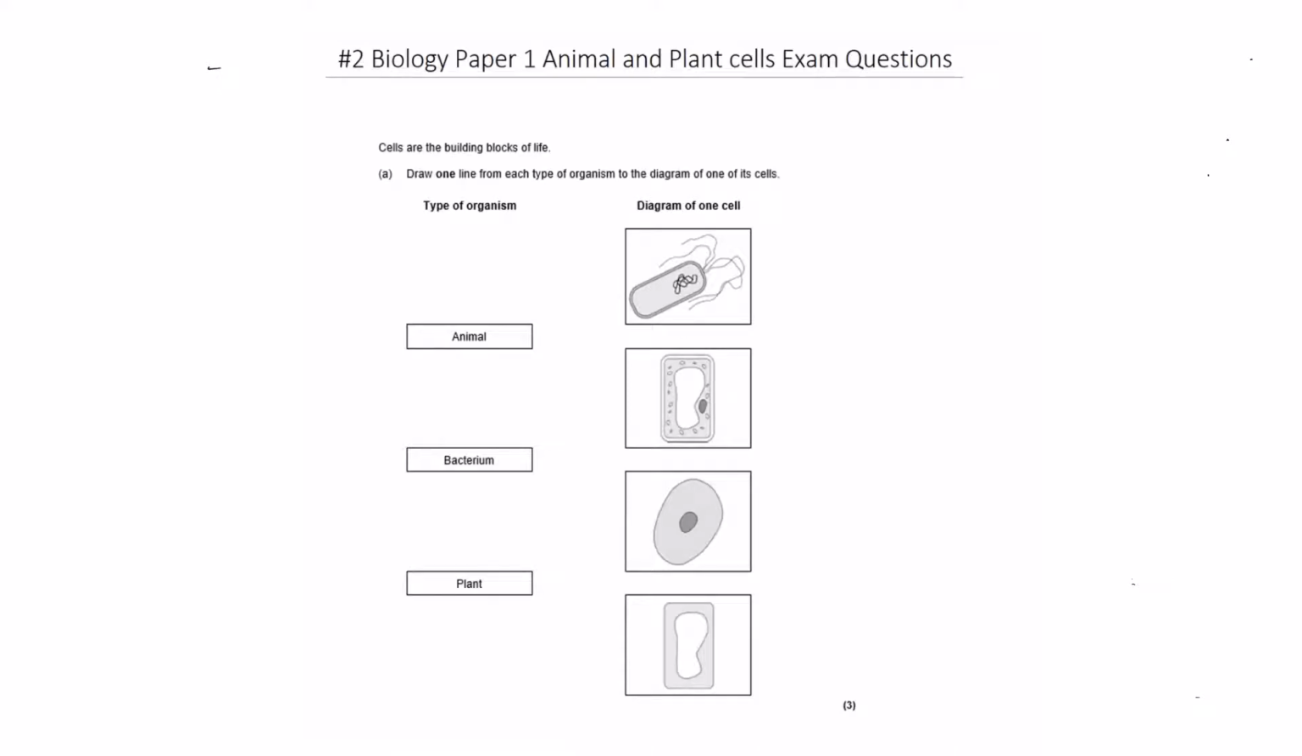Let's have a go at completing some exam questions based on the structure of cells, animal, plant and bacterial cells. Let's have a look at question 1. It tells us cells are the building blocks of life, and the question asks that we only draw one line from each type of organism to the diagram of one of its cells. So please have a go at the question, ensuring that you only draw one line from each organism to one of its cells. Press pause and have a go.